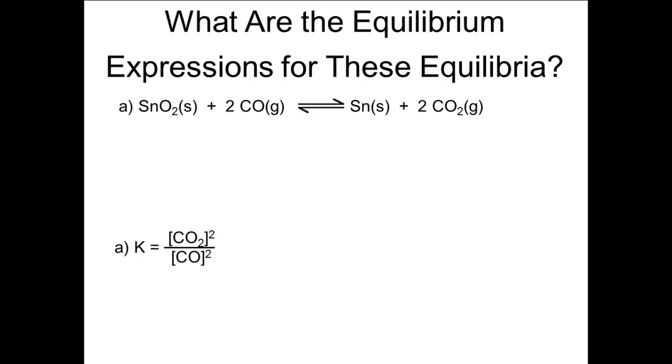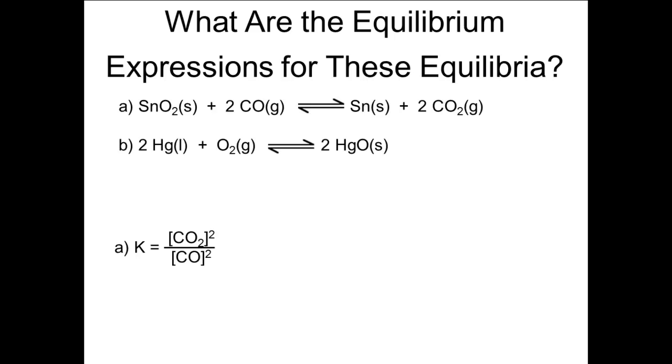Let's look at some heterogeneous equilibria and see if we can come up with the equilibrium expressions without going through the rearranging of the equations. A. SnO2 solid plus 2CO gas in equilibrium with Sn solid plus 2CO2 gas. The equilibrium expression is K equals the concentration of CO2 squared divided by the concentration of CO squared, leaving out both solids.